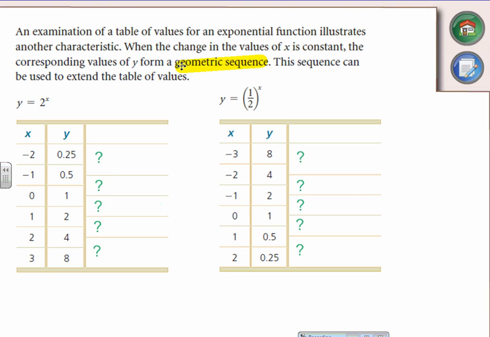So like we did with the other one. On the first one, 2 to the x, we're going up by 1 on the x. And look at what happens with the y. We go from 0.25 to 0.5. Divide that. Hey, that's a 2. Or 0.5 to 1, that's a 2. That's a 2. That's a 2. We're multiplying by 2 each time. From our geometric sequences, that was an r, common ratio, of 2.